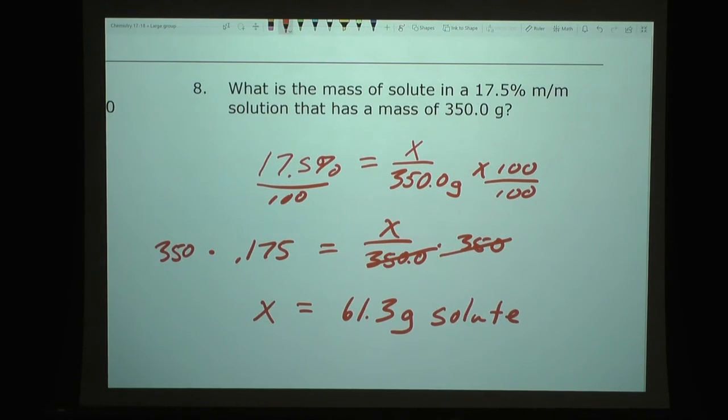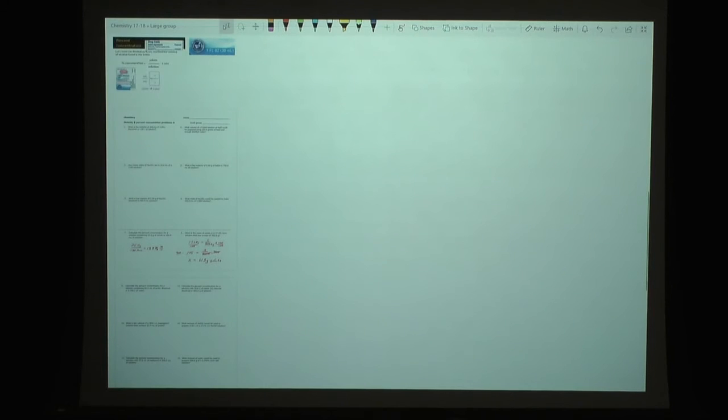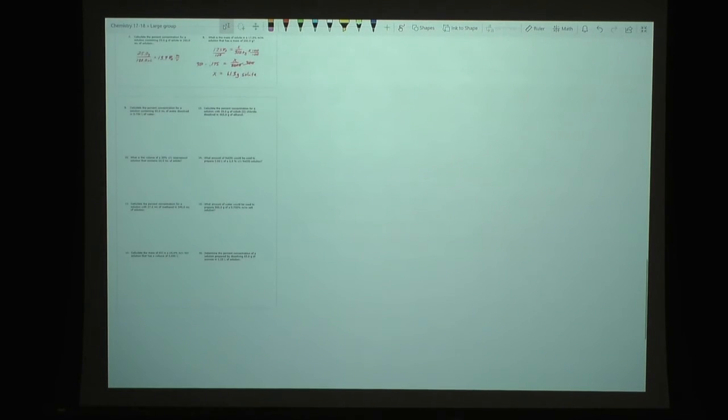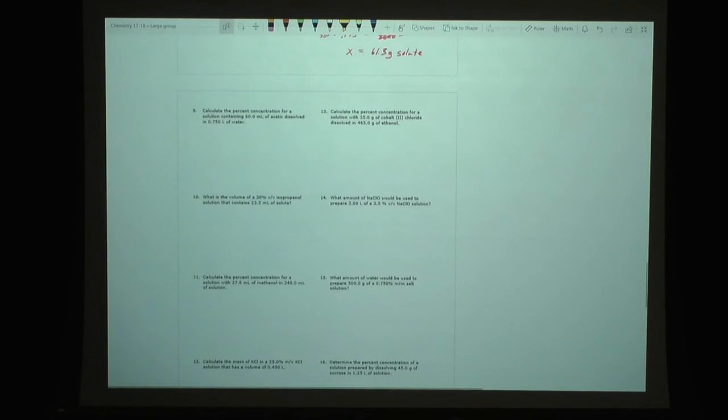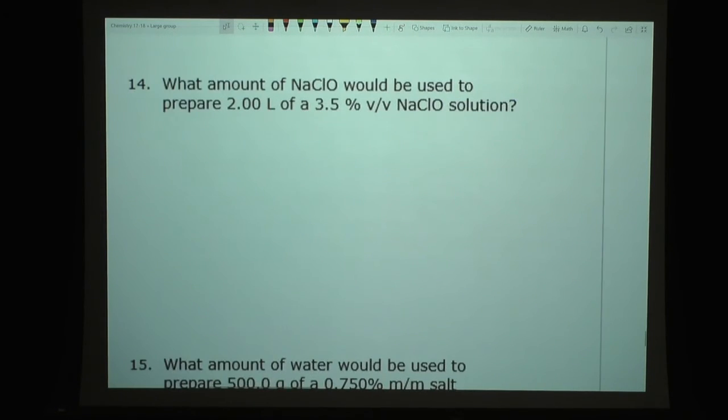We want to try a couple on our own? Are you serious? Let's do one more. Which one do you want? Request? 5. What number? 5? Now, 5 is a molarity. You want to go back to molarity? No. 14 it is. Do it 14. I'll go back and do number 1 molarity.